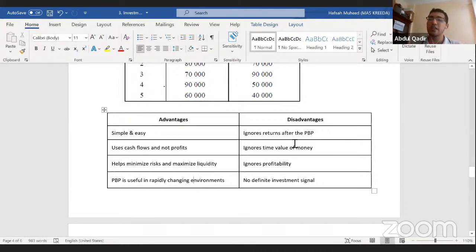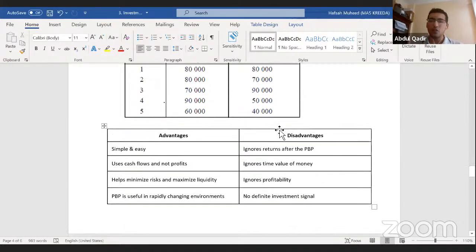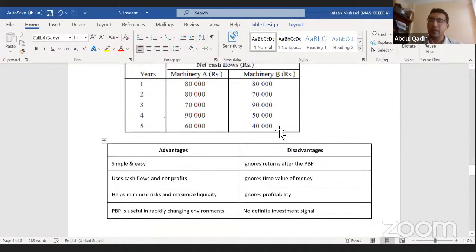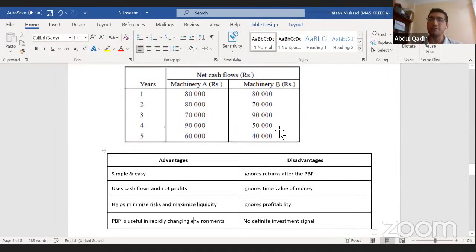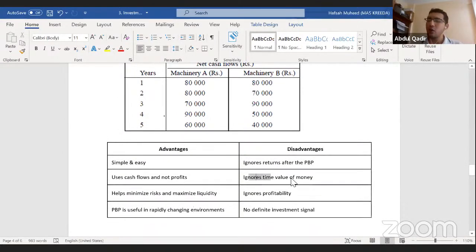Disadvantages: it ignores returns after the payback period. Once you calculate and let's say you recover the investment, it just ignores any returns you get after that, right? Once we do some questions, I will explain that. It also ignores the time value of money. You don't use discounting here. It again just considers cash flows as they are.